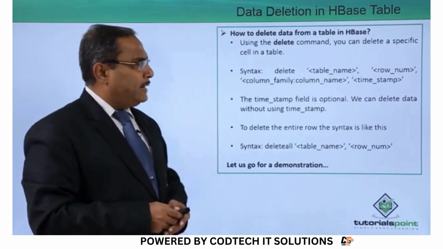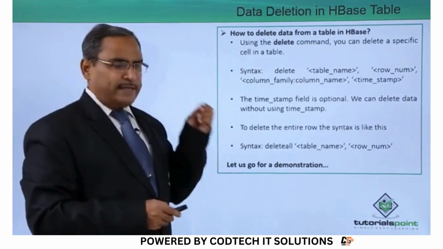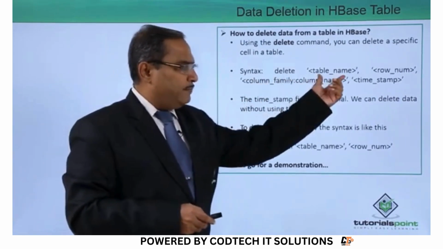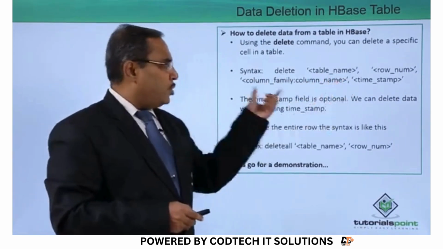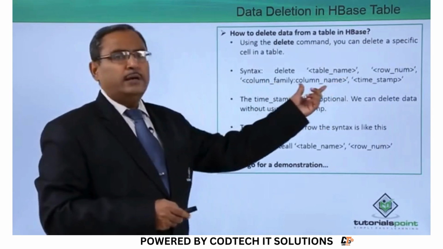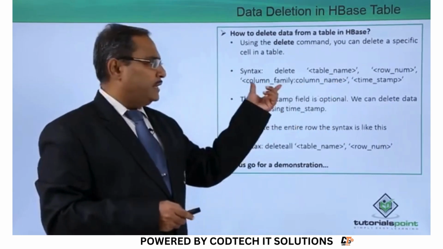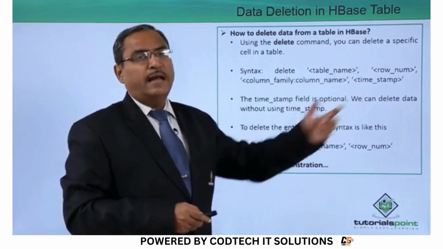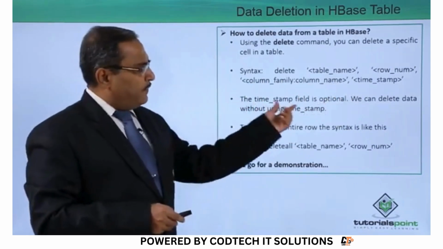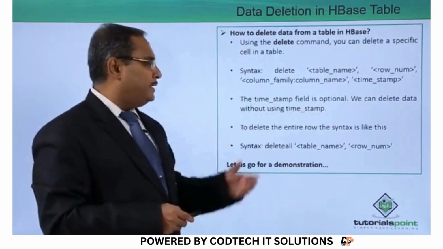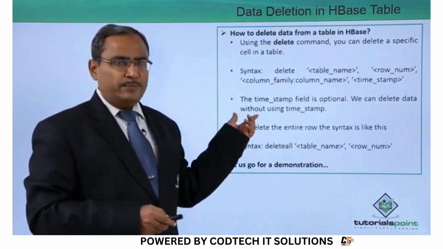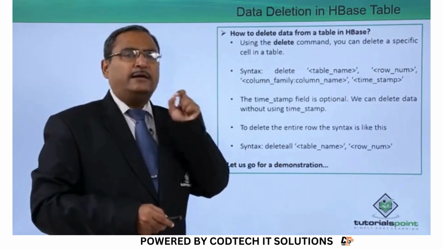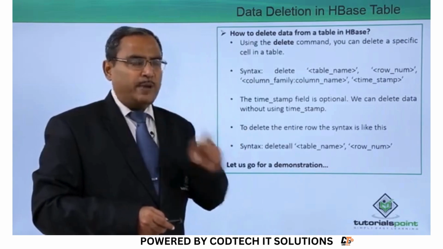Using the delete command, you can delete a specific cell in a table. The syntax will be: delete table name, comma, row number, comma, column family colon column name. Here we mention the column family, colon, the column name, and comma the timestamp. The timestamp field is optional. You can delete data without using a timestamp also. This is the syntax to delete a certain cell, that is, a certain column under one column family.